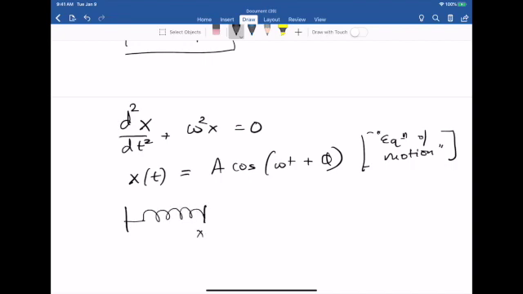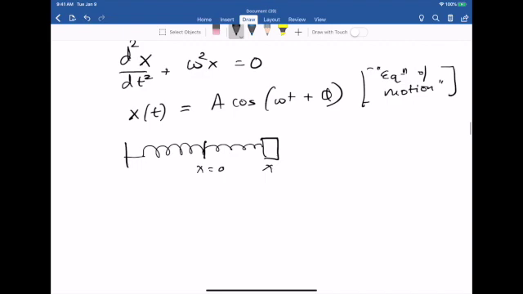Let's say that this is x equals 0. The mass is not necessarily over here. Let's say the mass is somewhere over here at some x. So what this equation of motion is doing for us is that you can choose any t you want. So let's say at t equals 7, you can plug that into our x of t, and you presumably know the values of the constants a, omega, and phi. You will know what x is at t equals 7.